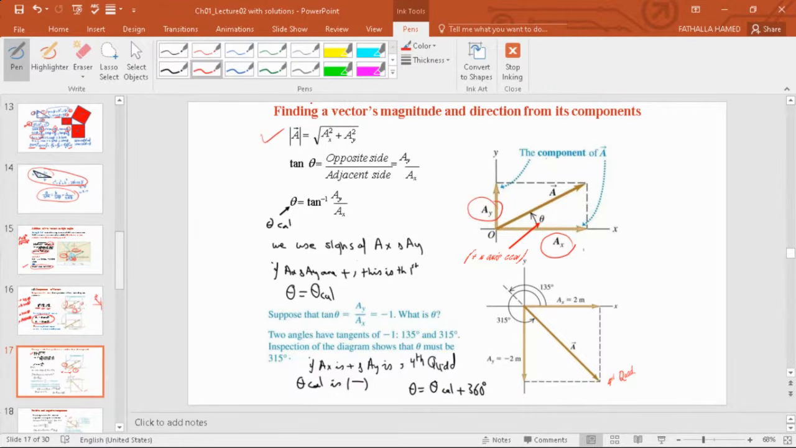We're working backward. And if I ask you what the angle theta is, you will tell me that tan theta will equal opposite over adjacent, which is AY over AX, where theta will equal tan inverse of AY over AX, and this is what we call the calculated theta. Why do we do that? Because later on, you may add vectors together by adding the x components and the y components. And if I want to get the magnitude of the resultant vector, then I have to do it that way. And if I want the direction of the vector, I have to do it that way.